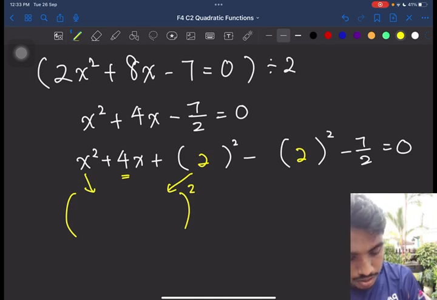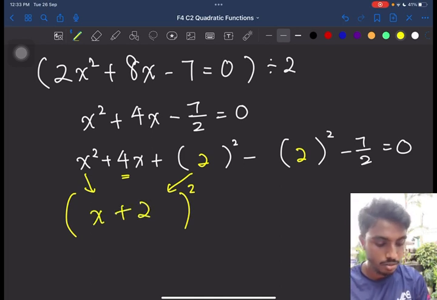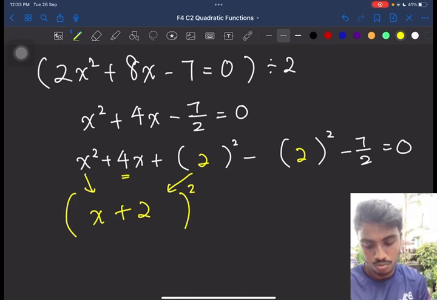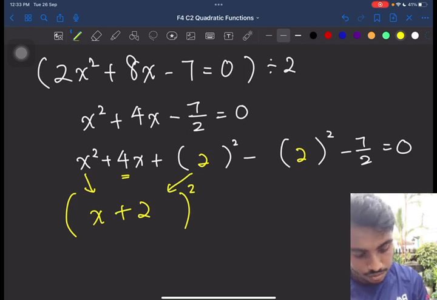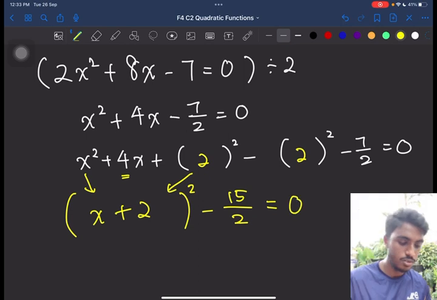Bring the x and also bring whatever you write inside the bracket. So (x plus 2) squared, and the rest use calculator. Negative 4 minus 7 over 2. You will get negative 15 over 2 equals 0.